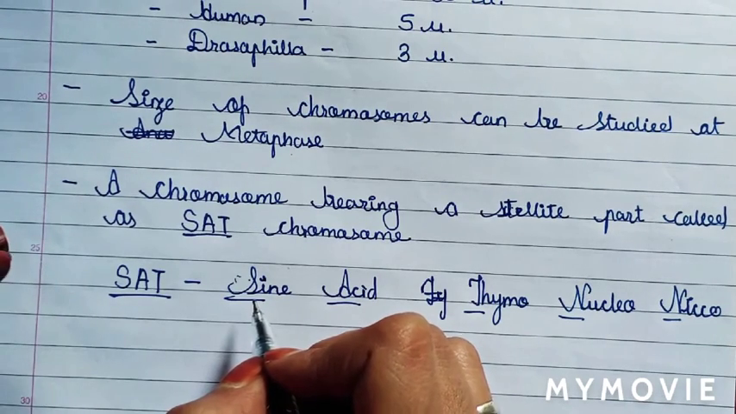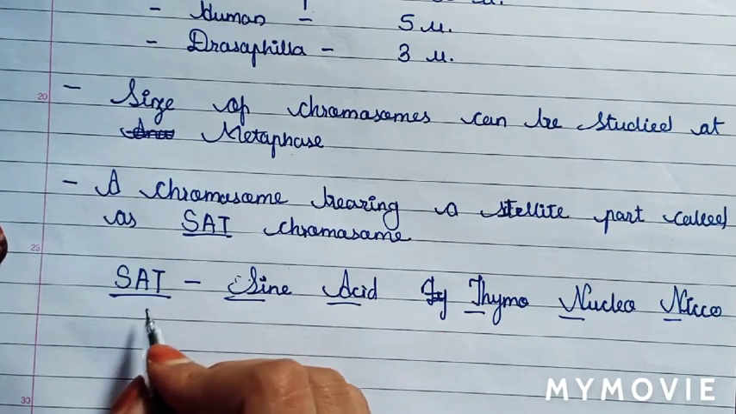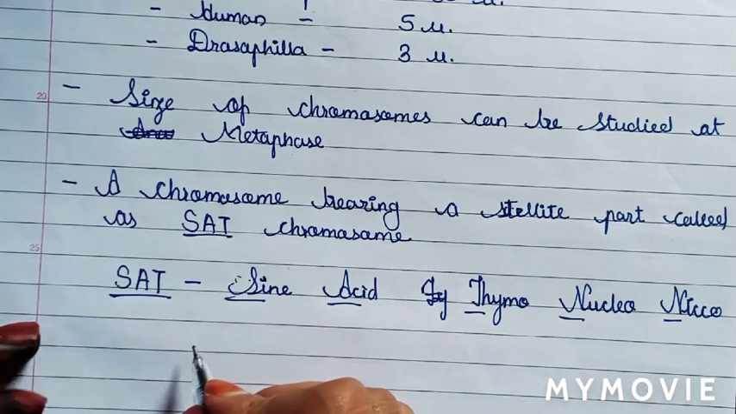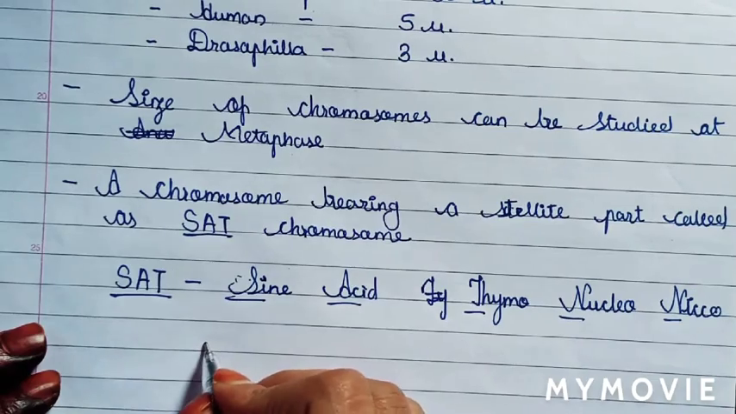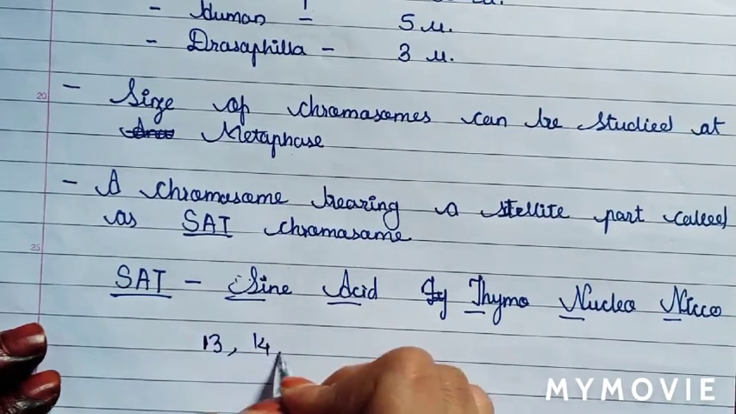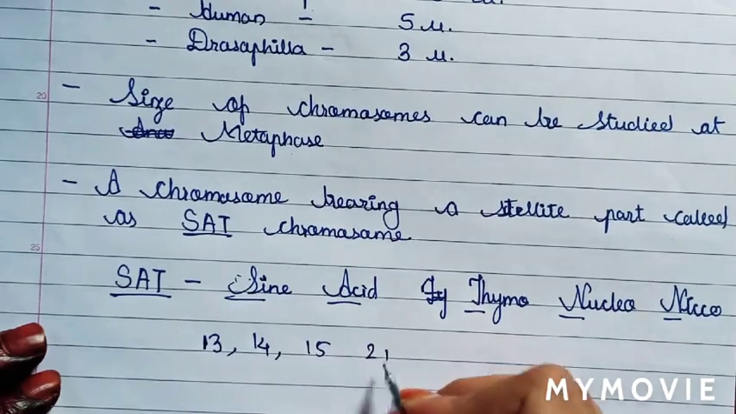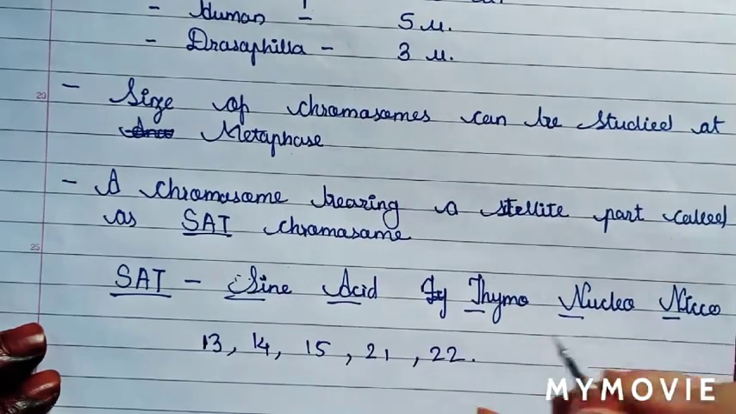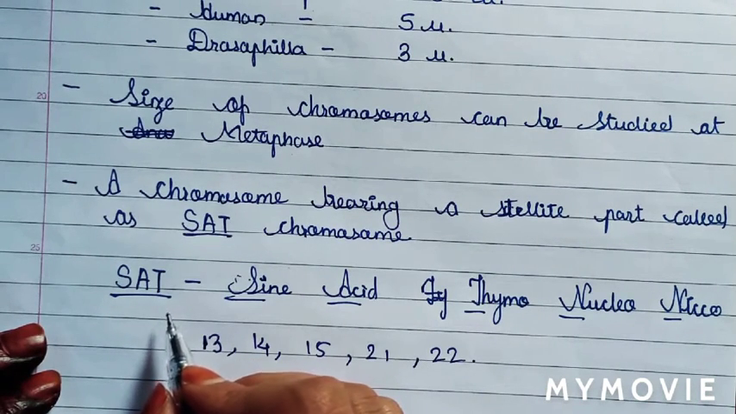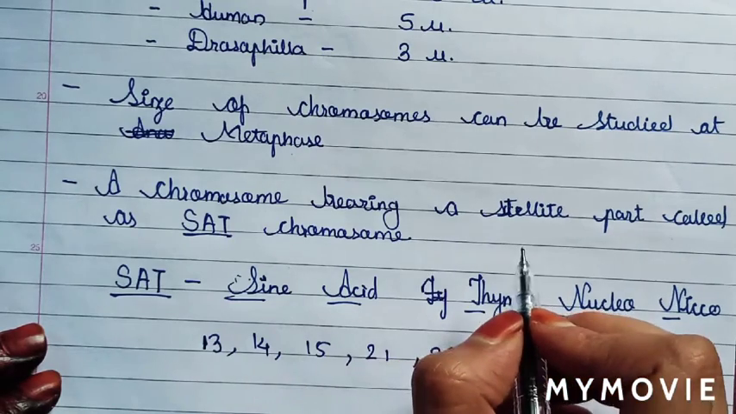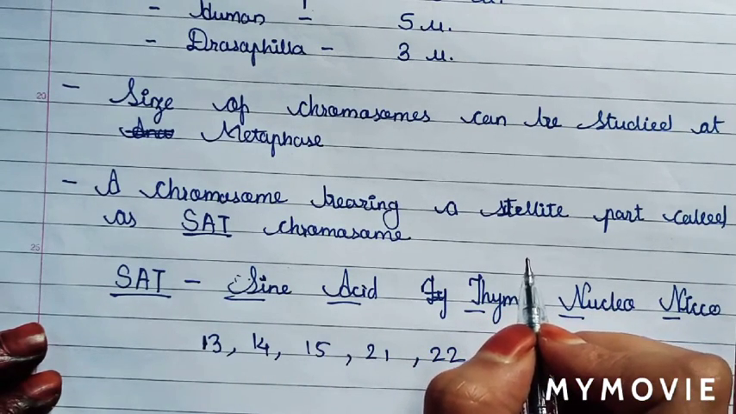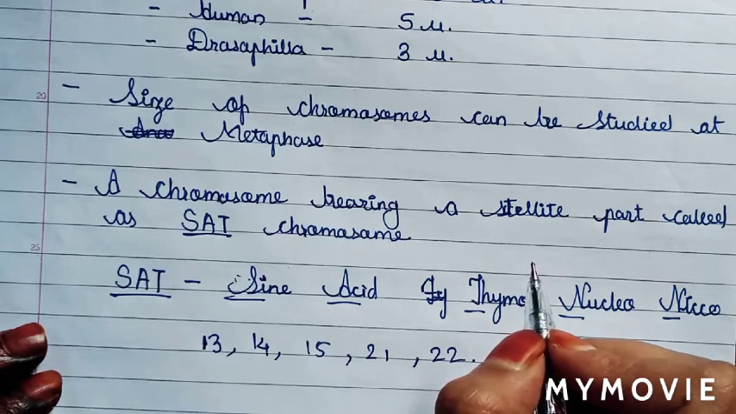Okay. Now these SAT chromosomes are present in our human body. The chromosome numbers are 13, 14, 15, 21 and 22, means 5 pairs of chromosomes are SAT chromosomes, means they consist of a satellite part. NOR means nucleolar organizer region, where the nucleolus organizer is present.